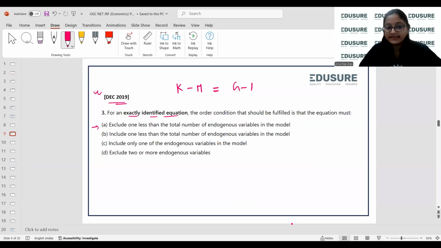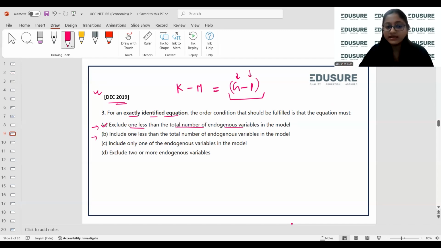See, the first option says exclude one less than the total number of endogenous variables in the model. Is this right? This is absolutely right. See, exclude one. So we are subtracting 1 from G, giving G minus 1. G, as I've told you, the total number of endogenous variables, is exactly equal to the total number of equations that are present. So obviously G represents that. You're excluding 1 from that. So this is absolutely right.